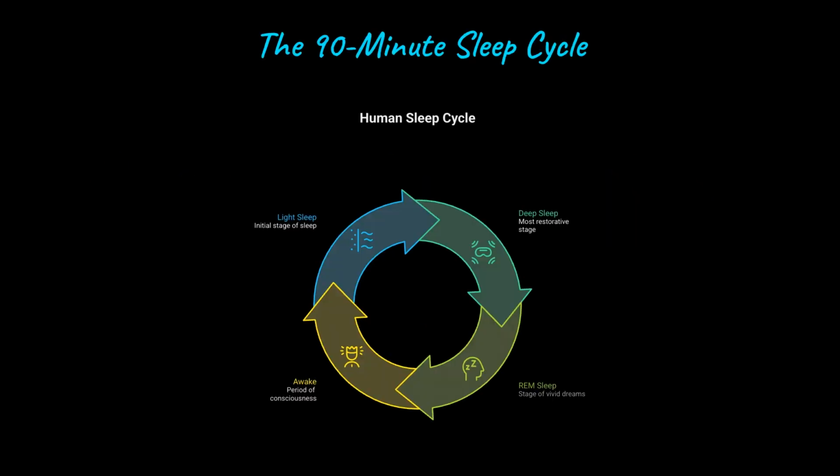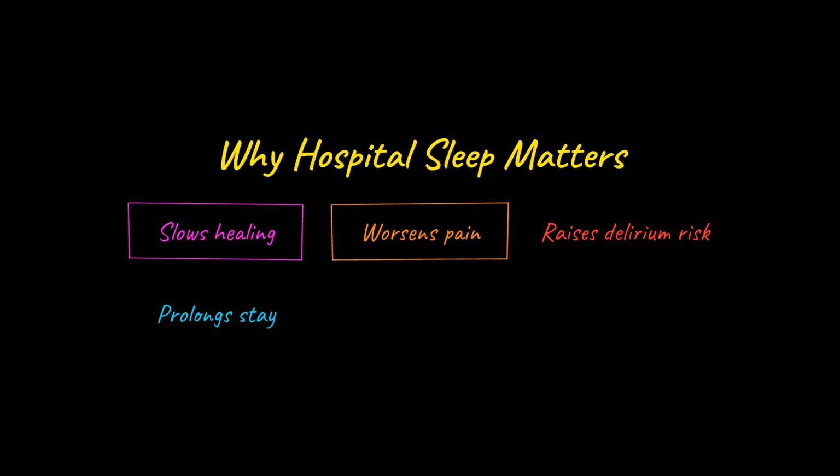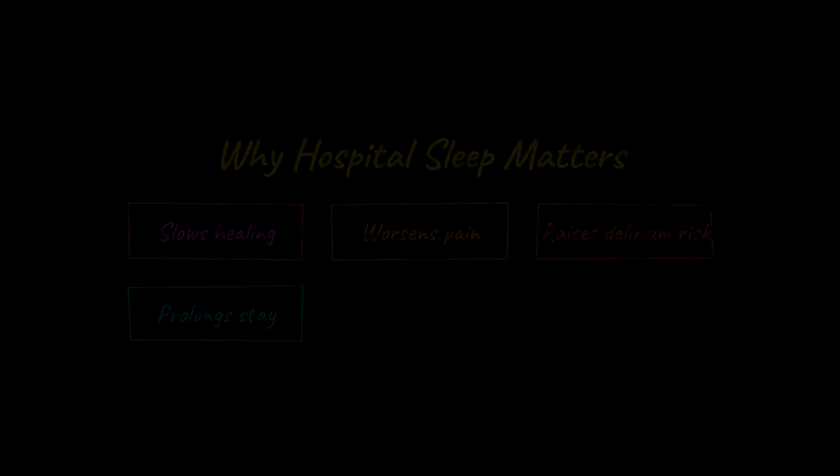extended uninterrupted rest. A complete sleep cycle lasts about 90 minutes and includes light sleep, deep sleep, and REM sleep. Deep sleep, the most restorative phase, occurs more in the first half of the night. A single interruption during deep sleep resets the entire cycle, stealing far more rest than just the minutes lost. Poor hospital sleep has serious consequences. It slows healing, worsens pain perception, raises delirium risk especially in older adults, and prolongs length of stay. These harms make sleep promotion a genuine clinical priority, not just a comfort measure.